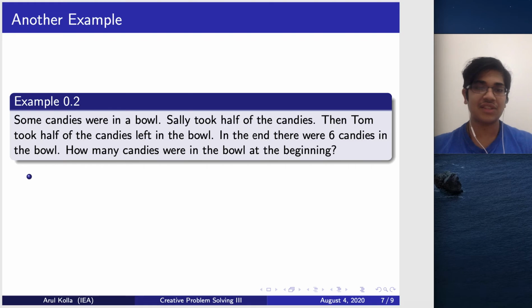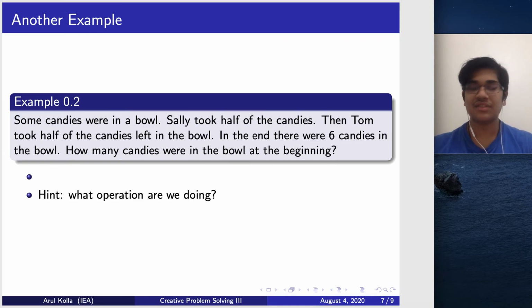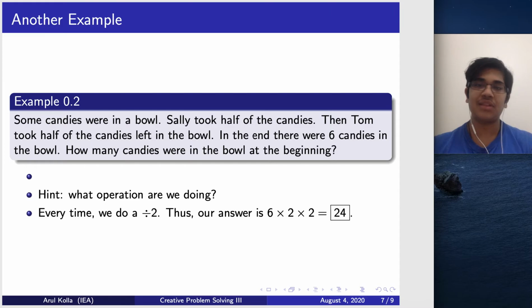Alright, so hopefully you had some time to try the solution. And if you still need a hint, think about what operation we're doing. In the previous problem, we were doing addition, subtraction, multiplication. So what operation are we doing here? Alright. So every time our operation is dividing by 2, right? We have some number of candies, and Sally took half of them, so we're dividing by 2. Then Tom is taking half the remainder, so we're dividing by 2 again. And there are 6 candies in the end. So this means we reverse it and we multiply by 2. So our answer is 6 times 2 times 2, which is 24.